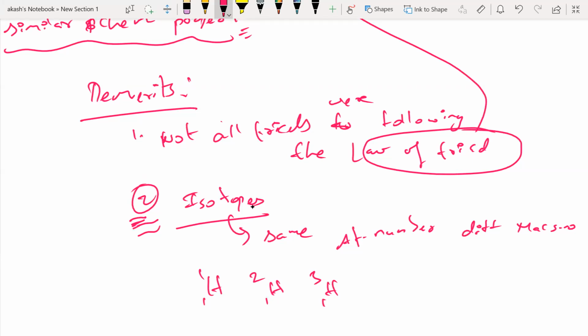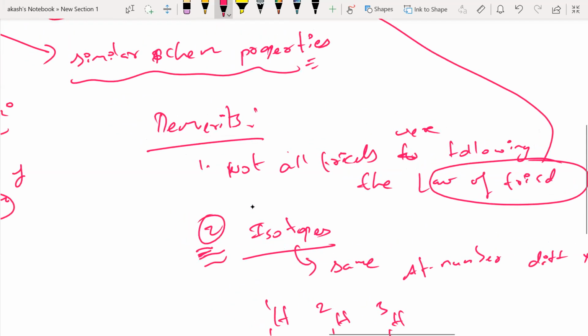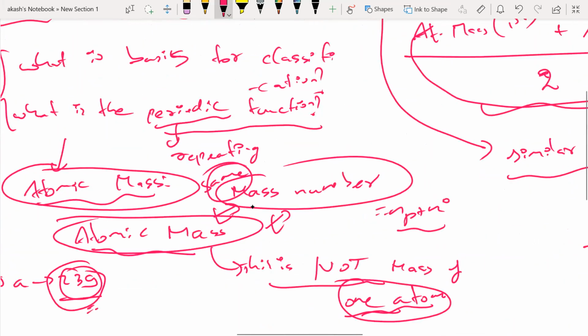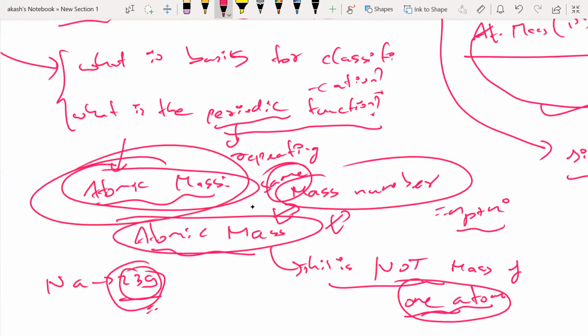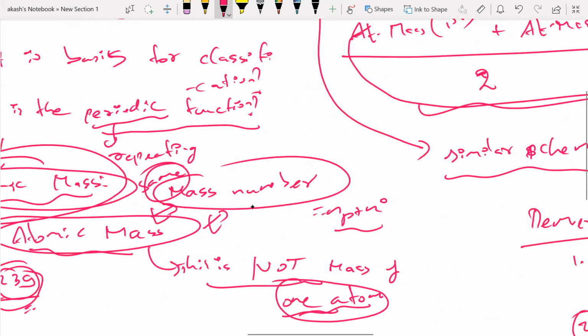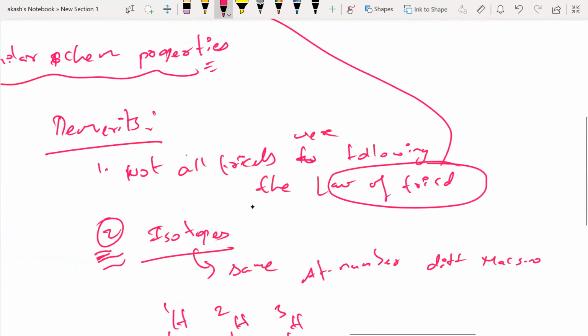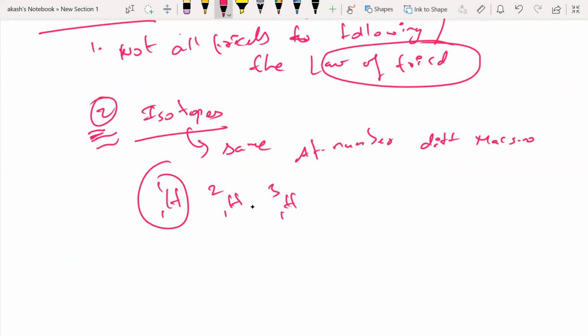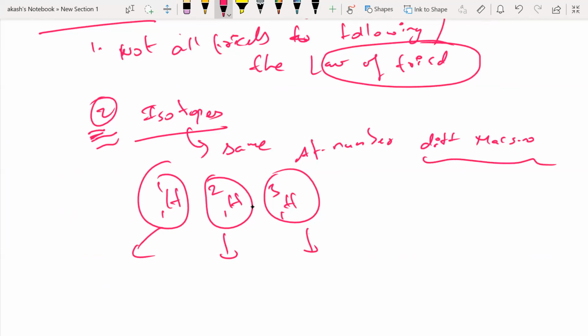Now you understand that here, the periodic function which is getting used is atomic mass. Based on mass number, or atomic mass only, we are going for the classification. So if that's the case, these three should be getting three different places. This one should be in some group, this in another group, and this in another group, because they have different mass numbers, different atomic masses.